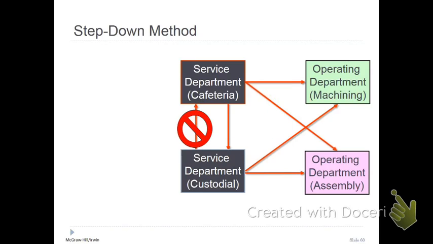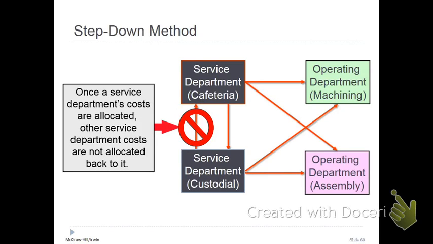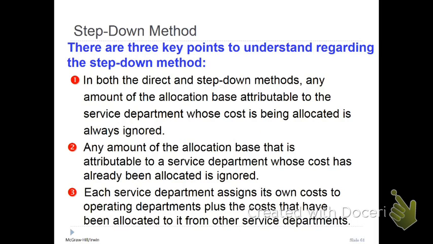Step-down method. What happens in the step-down method is we're going to allow one of the departments, in this case the cafeteria, to push their costs down onto the custodial staff, but they can't push it back. They can't push those things back to the cafeteria. The way I look at this is the old kids game, no give backs. Once I've given you a cost, you can't turn around and give it back to me. Notice what's going to happen in this case, there are a couple of key things to realize.